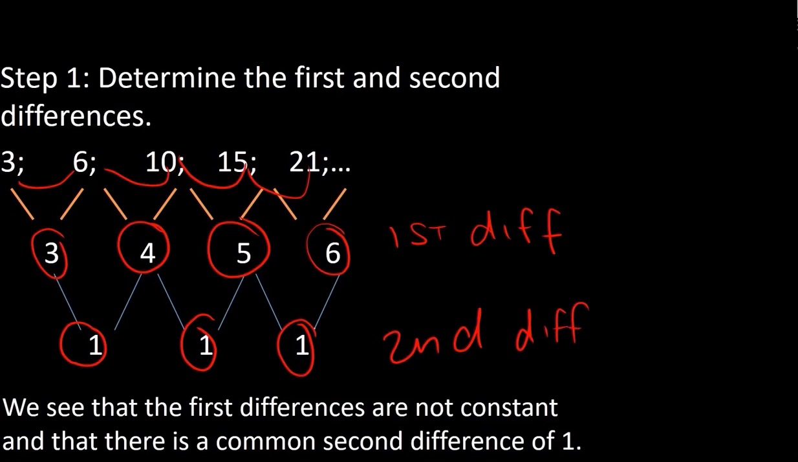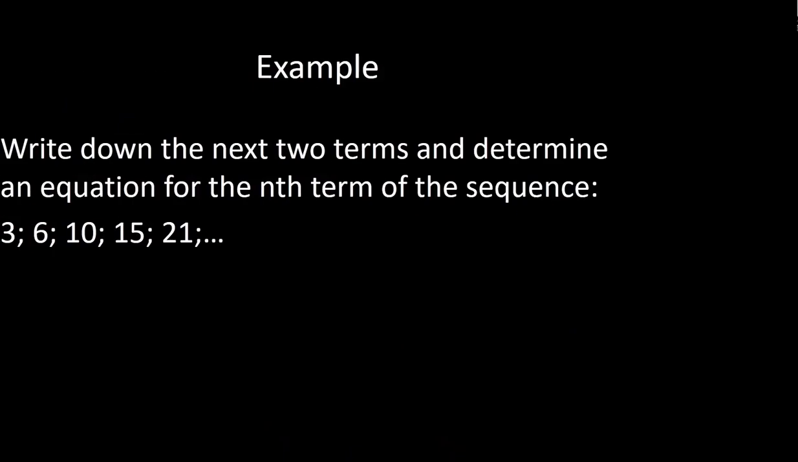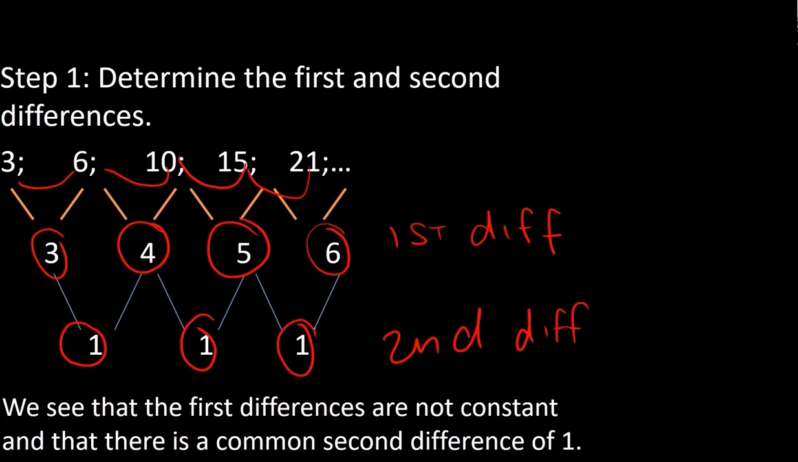All right? So we see that the first differences are not constant. There is a common second difference of 1. Therefore, we understand that the sequence is quadratic and it will have that form. However, if you look at the question, they said write down the next two terms. So we can do that without actually working out the general term. So let's just have a look at that first. So we know each time this row of first differences is increasing by a value of 1.